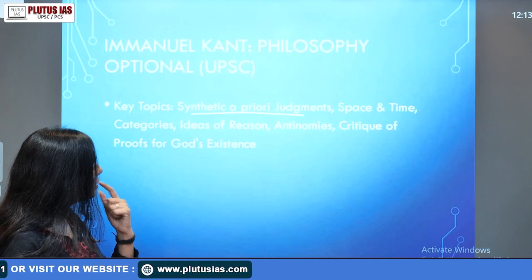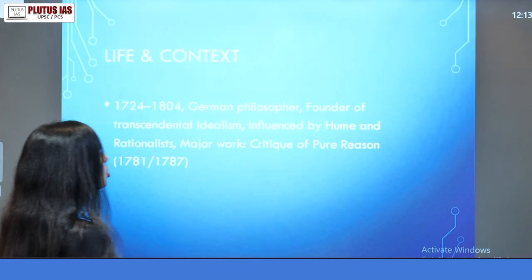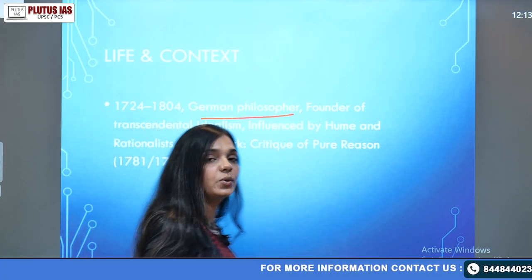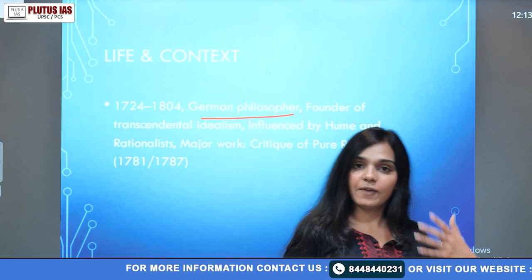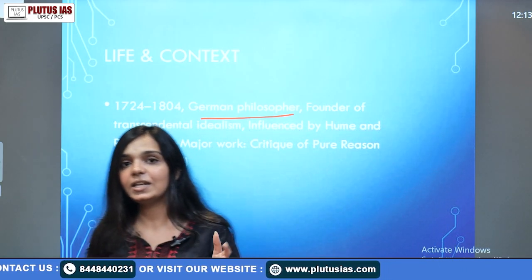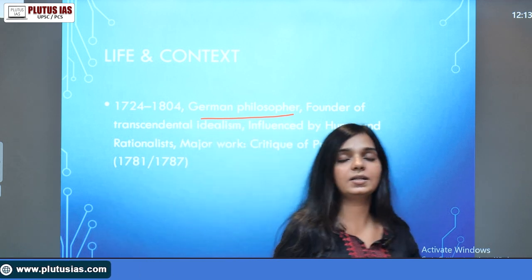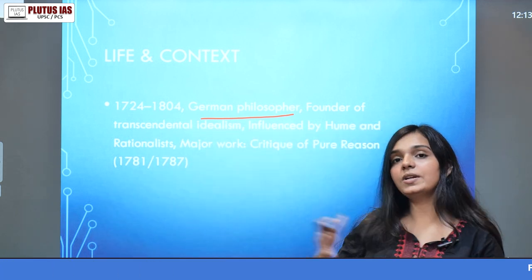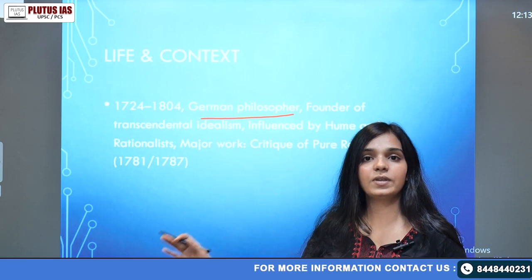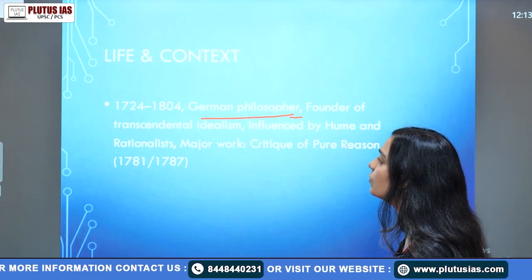So let's talk about what he said. Basically, he was a German philosopher, and I always make sure that my students learn about every philosopher's history. Why? Because their history is somehow related to how they perceive the world. Why did they give a certain type of philosophy? History tells us about this. So make sure that you go through the life and context of each and every philosopher. So let's understand that he was a German philosopher and the founder of transcendental idealism.